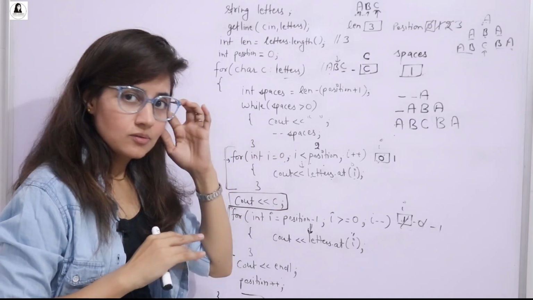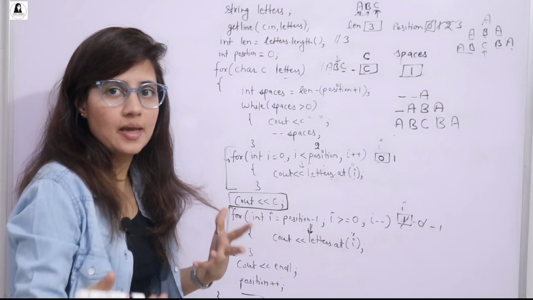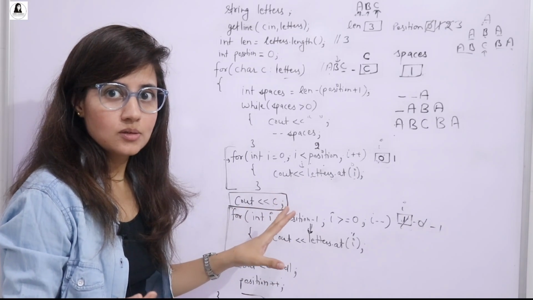So again you can just write this down on a piece of paper if you are not getting this, and dry run this with a different example. I hope you got this, right?